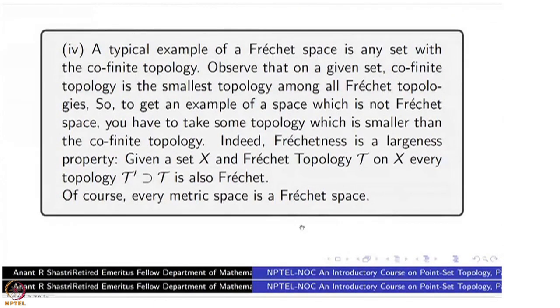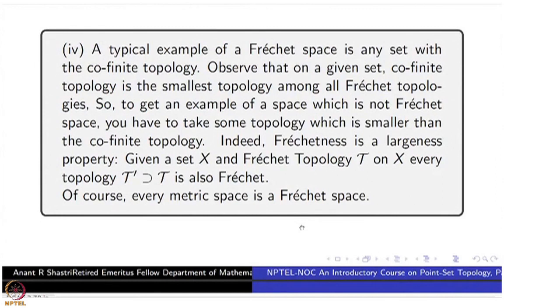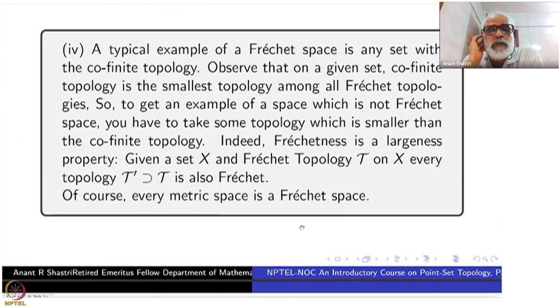A typical example of a Fréchet space is any set with the co-finite topology. I don't take a metric space as a typical example, since a metric space is too good. Take any set with the co-finite topology, especially an infinite set. If you take a finite set with the co-finite topology, it is just like a discrete space, and discrete spaces are obviously Fréchet spaces. But the co-finite topology on an infinite set is a typical example of a Fréchet space. It is not metrizable; it doesn't come from a metric.